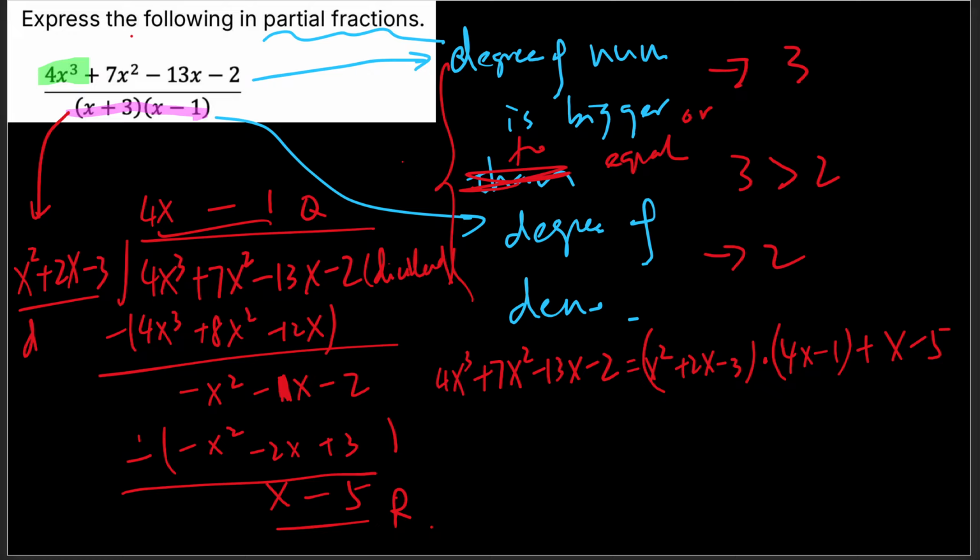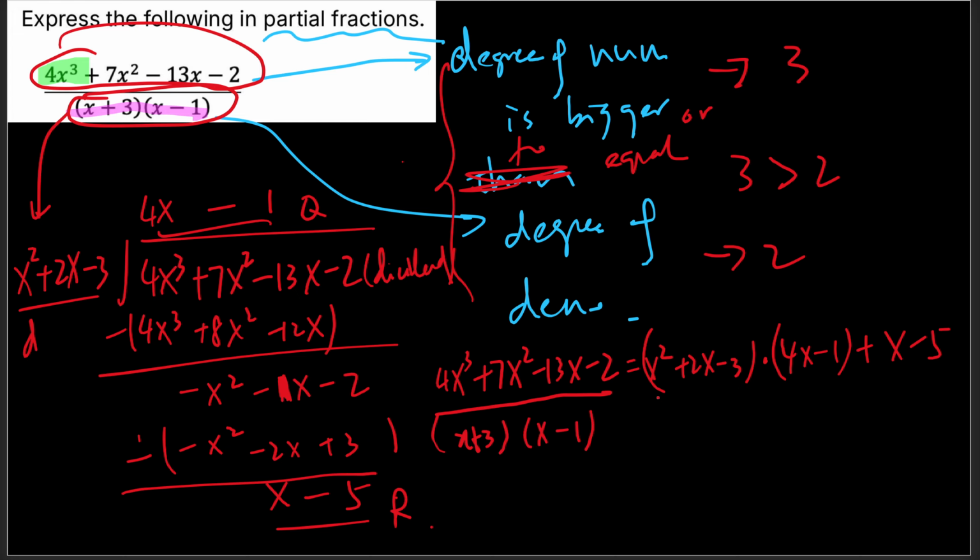So over here, the question asks for this dividend over x plus 3 bracket times bracket x minus 1, right? So therefore you need to divide by x plus 3 and then x minus 1. So similarly, you have to divide by this x plus 3 and x minus 1 accordingly, on the left and on the right.